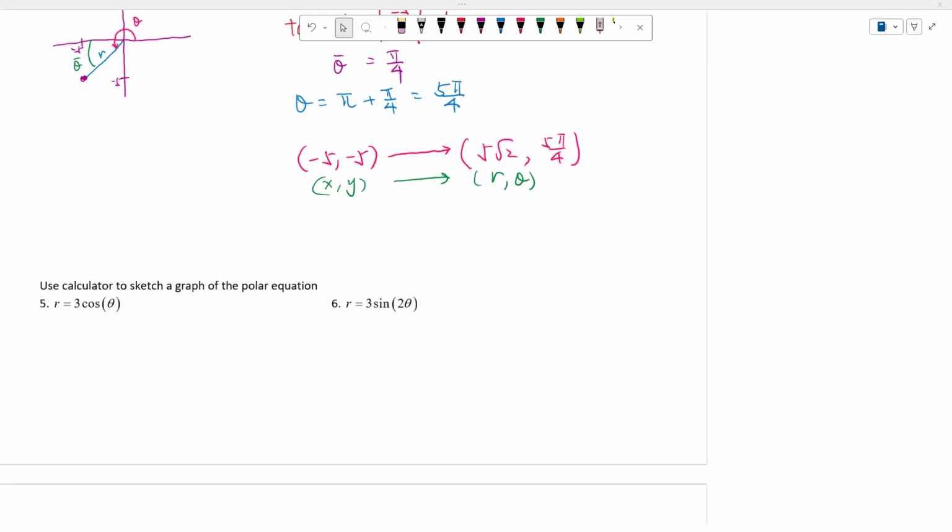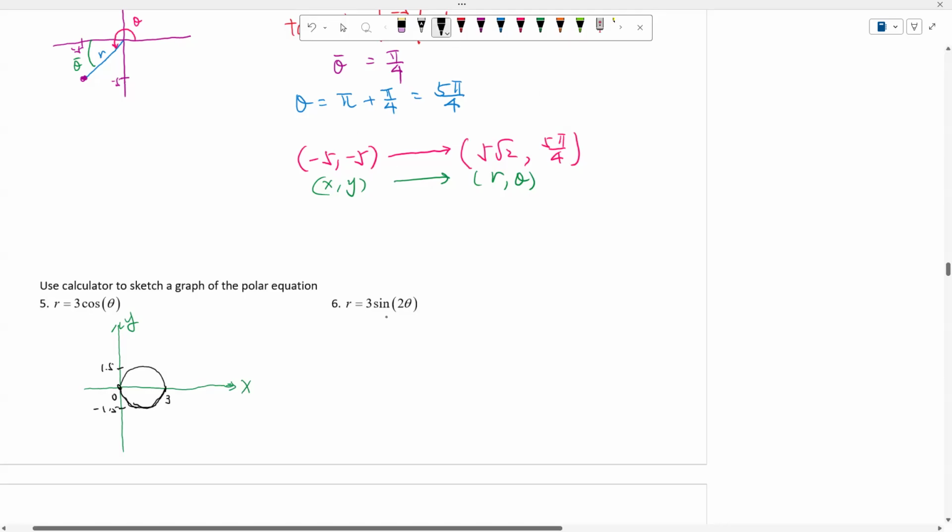Okay, so in this case, you will see the graph of this one. This is X, this is Y. We have a circle with the diameter of 3. And then to this one here is 1.5. This is 1.5, negative 1.5. Okay.